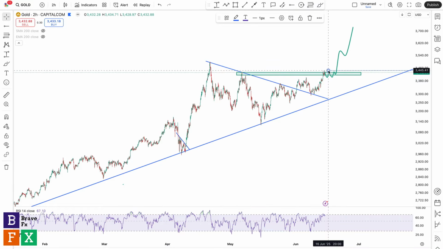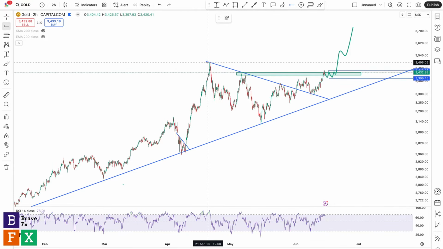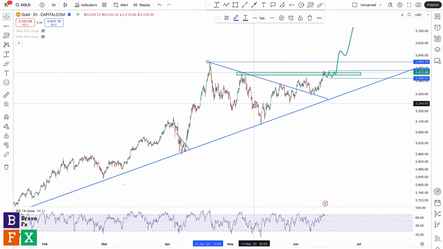So if this happens, your entry is going to be after the breakout. Stop loss is going to be underneath that consolidation. Take profit target, the first one is going to be over here, and the next one can be traded as we go higher, because that's probably going to take us into price discovery on gold. This is my bullish case scenario for gold.